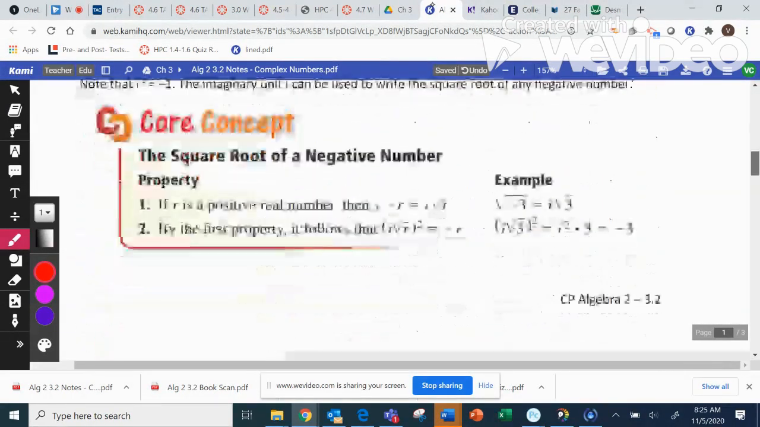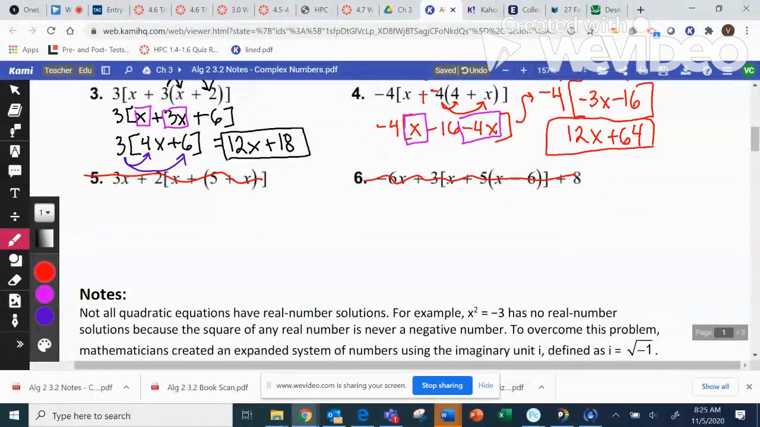All right. Now, here's my question in this big empty area. Here's my question for today. You ready for this? What is the square root of negative 4?